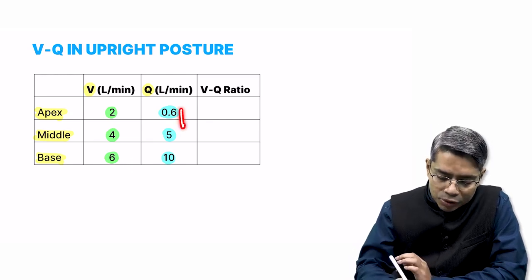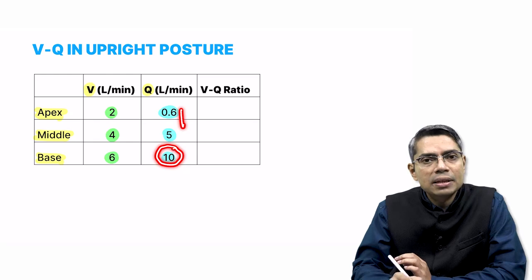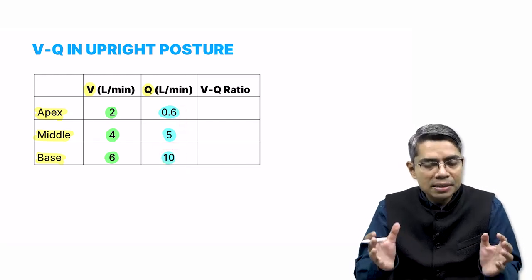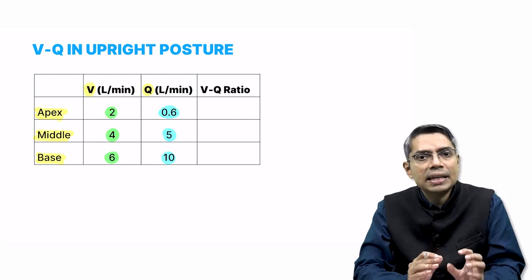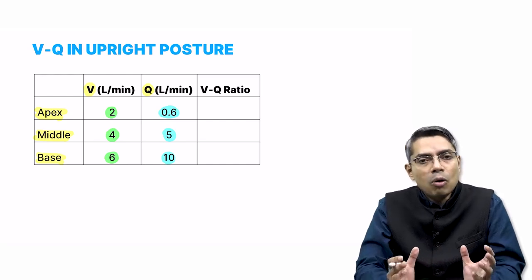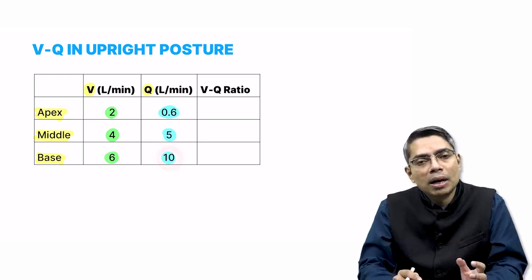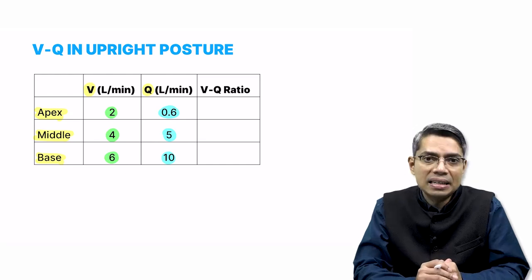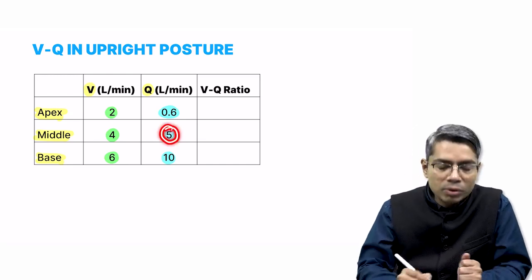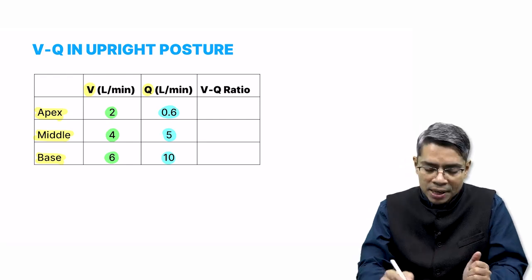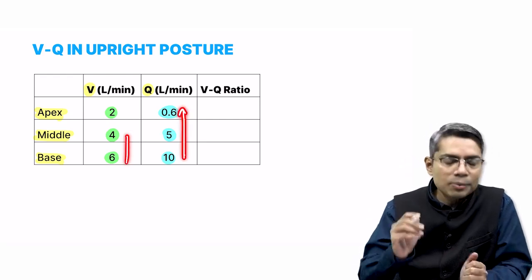And the same for perfusion, the total perfusion of the base is 10 liters. This does not mean that 10 liters of blood is flowing in the lung, but it indicates that if all parts of the lung behave like the base, then the total amount of blood that can be accumulated by the lung is 10 liters. But on average, what is the normal value of perfusion of the lung? 5 liters. So these are projected numbers, you don't have to remember.